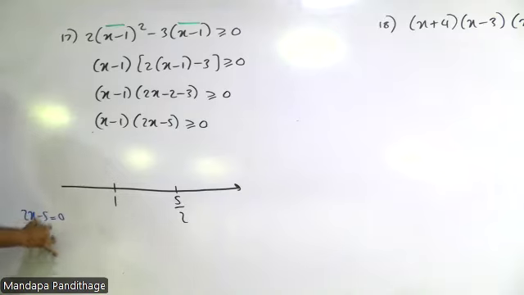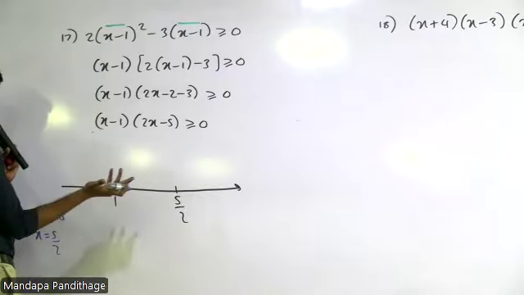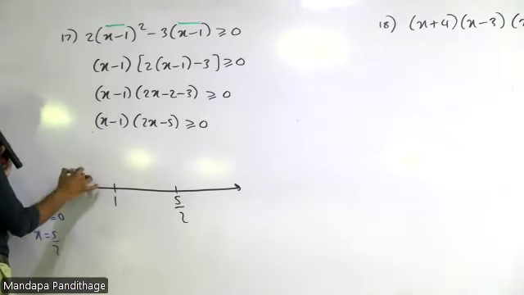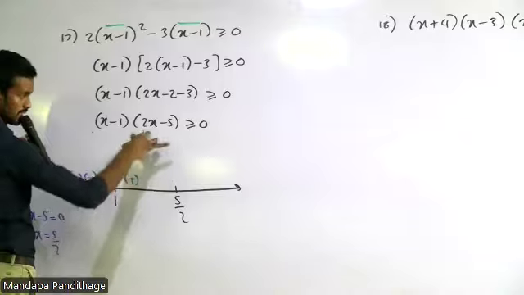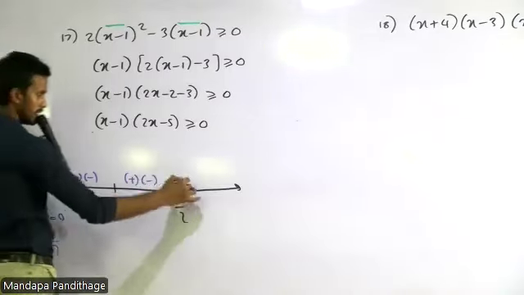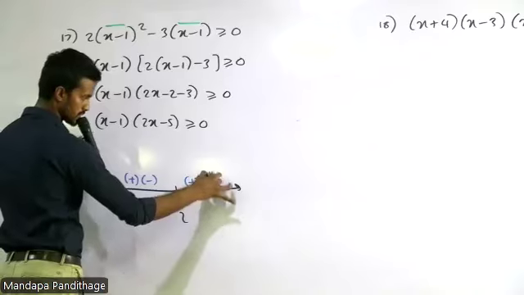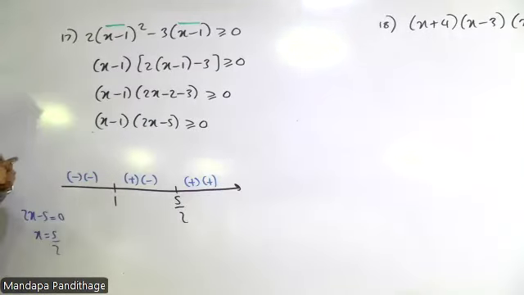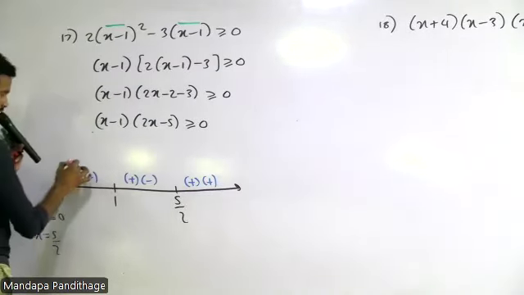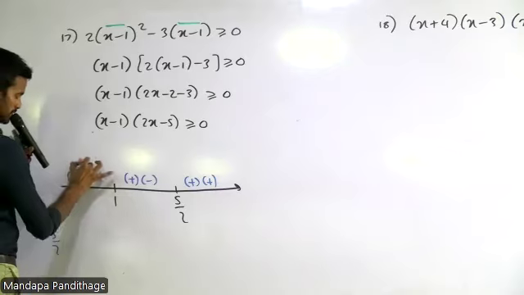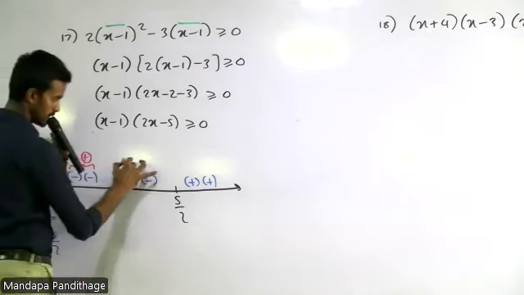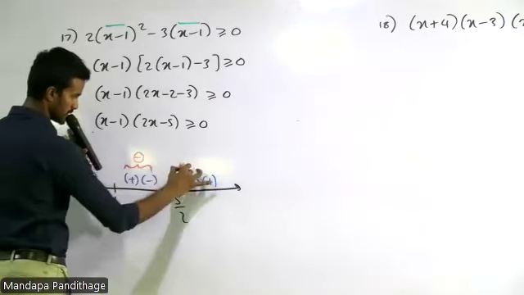Clear? Okay, then think of a number less than 1, let's say minus 1. This is minus, and even this is minus. Think of a number in between, let's go with 2. 2 minus 1 is plus, but still this is minus. Anything greater than this gives you plus. We are supposed to find the region that is positive. This is positive, this is negative, and this is positive.